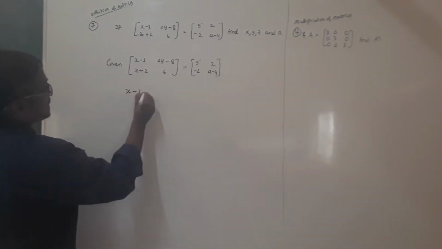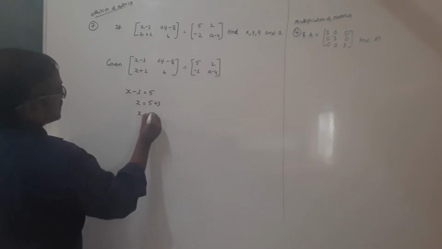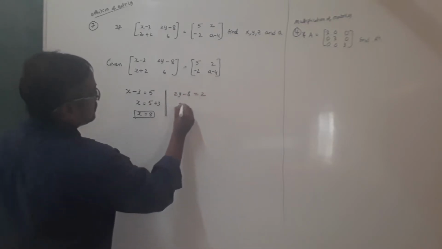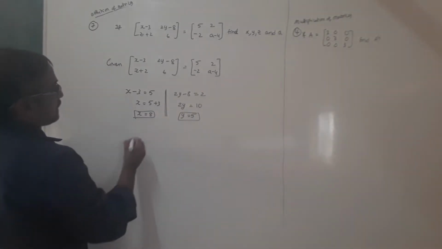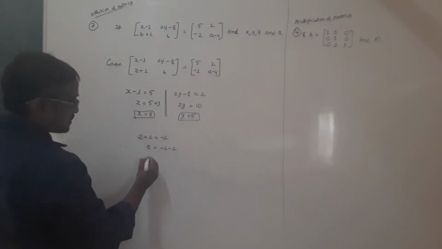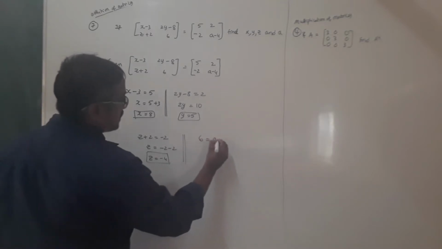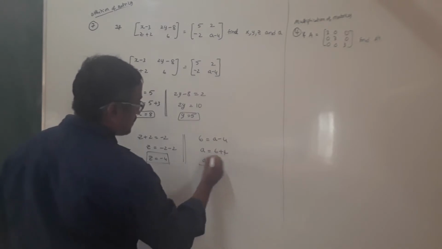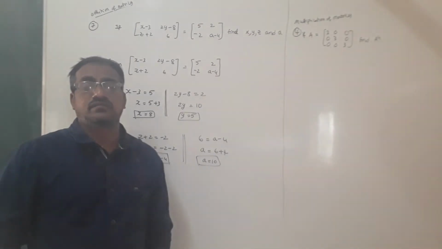So x minus 3 is equal to 5. x is equal to 5 plus 3. So x is equal to 8. And 2y minus 8 is equal to 2. 2y is equal to 10. y is equal to 5. z plus 2 is equal to minus 2, z is equal to minus 2 minus 2, z is equal to minus 4. And 6 is equal to a minus 4, a is equal to 6 plus 4, so a is equal to 10. That is the problem, very very important.